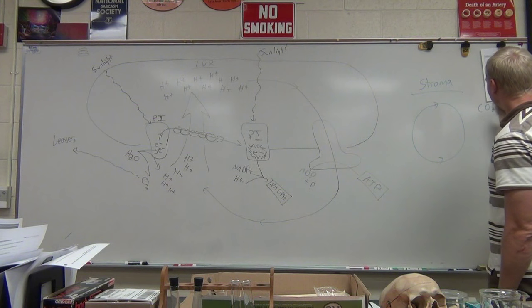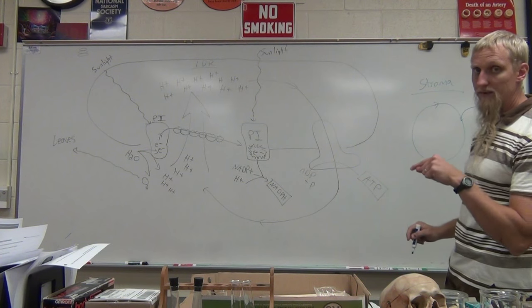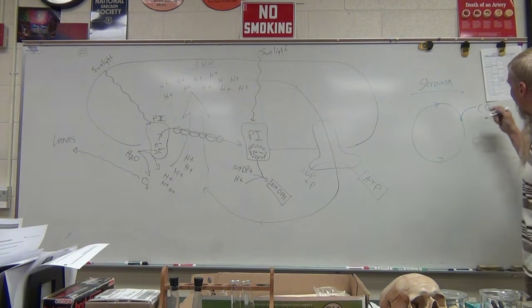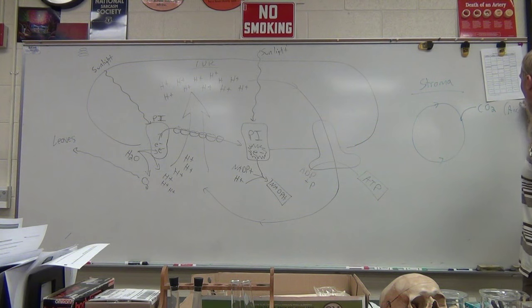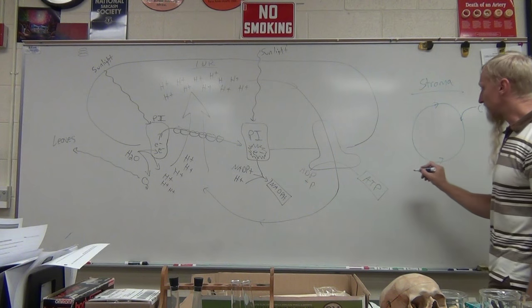Carbon dioxide comes into the Kelvin cycle. In the Krebs, it was a waste. In the Kelvin cycle, it comes in from the air. Plant leaves take it in through tiny little pores. Draw in the carbon dioxide.